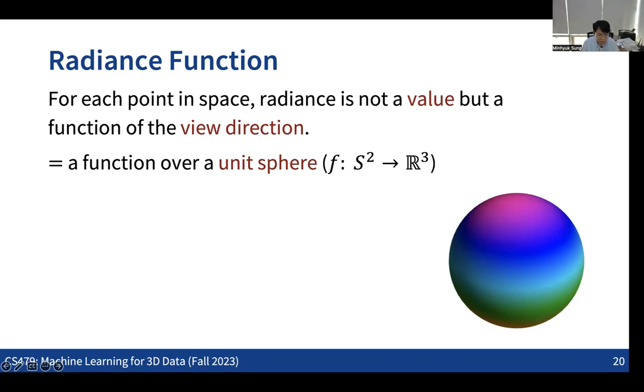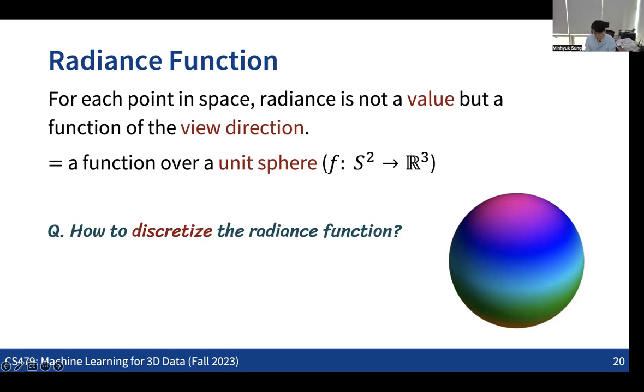So the question is, how can we encode this radiance function information over each of the corner points of the 3D grid? The problem is how we can discretize this radiance function, right? What would be the way that we can discretize the radiance function in this case? Do you have any ideas here? Any ideas on how we can discretize the radiance function here?